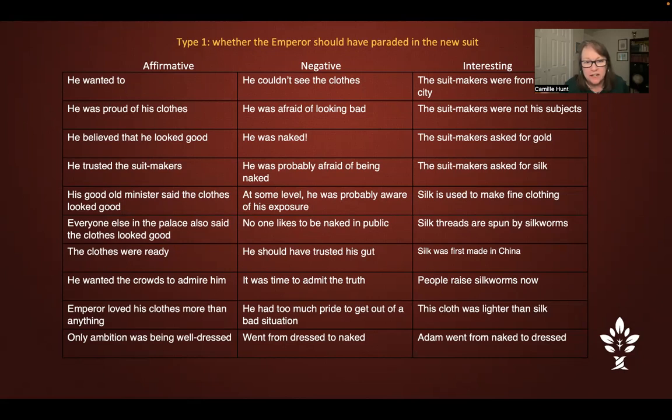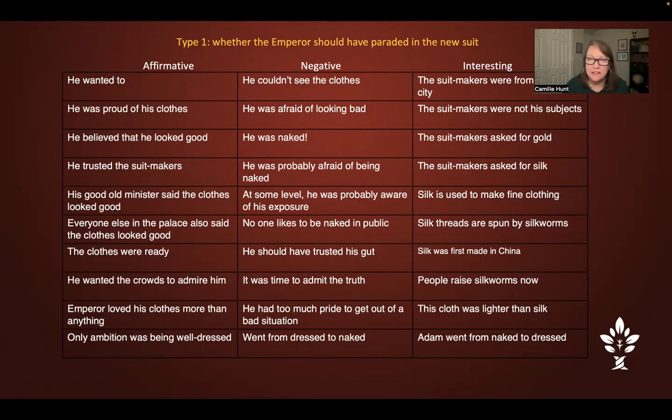And he shouldn't have done it because of his pride. He had too much pride to get himself out of a bad situation. And he went from being dressed to being naked. And maybe you've noticed what's next to it. Adam went from being naked to being dressed.